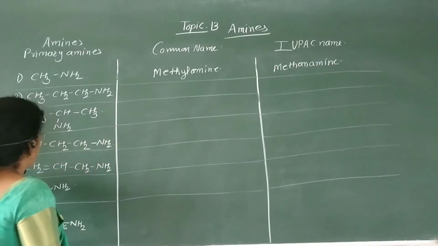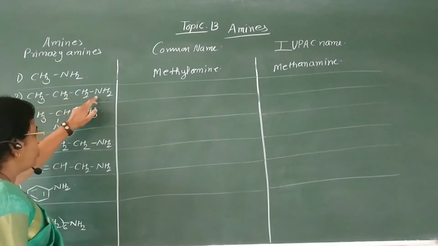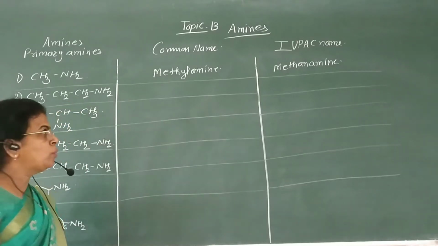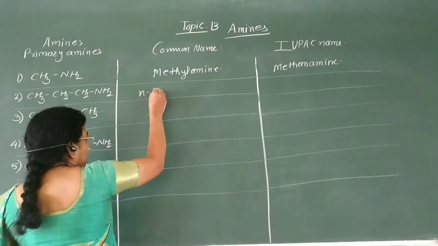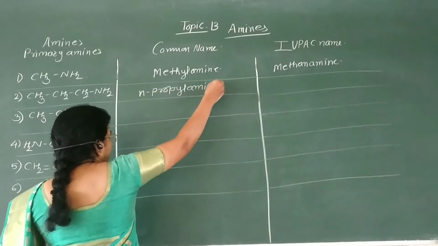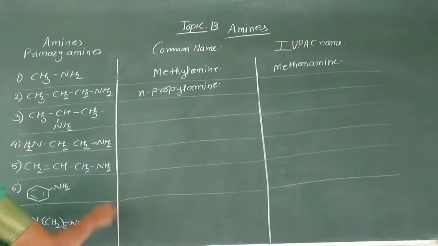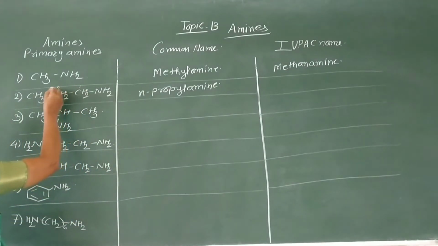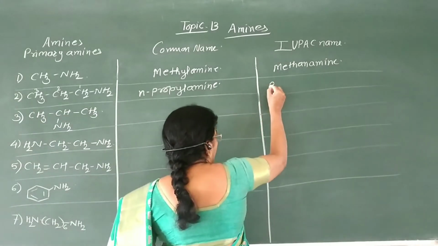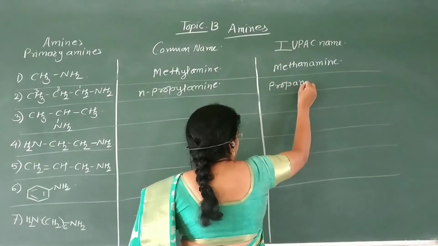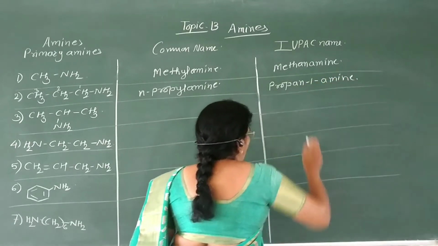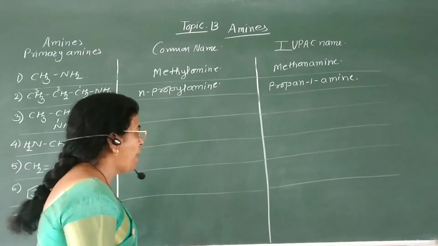Then second example, CH3CH2CH2NH2. Now here it is a propyl group and it is an N-propyl group, therefore it is N-propyl amine. It is the common name, N-propyl amine. Now in the case of the IUPAC name, give numbering 1, 2, 3. The parent alkane becomes propane, and the position is 1, therefore 1 amine. The IUPAC name is propane 1 amine.